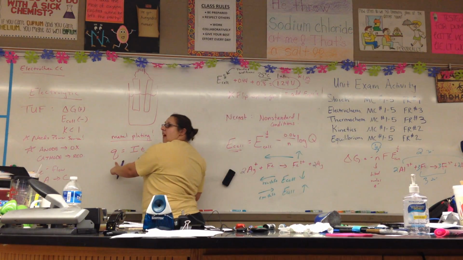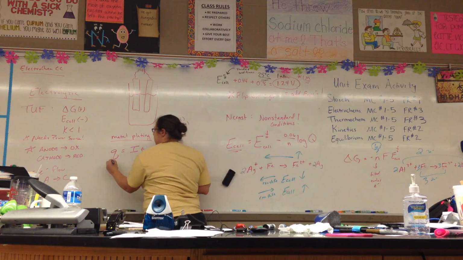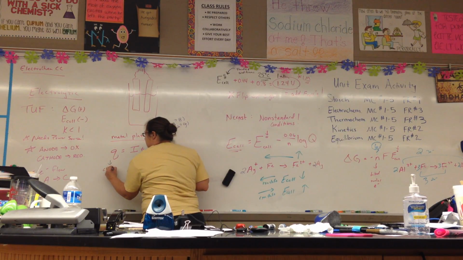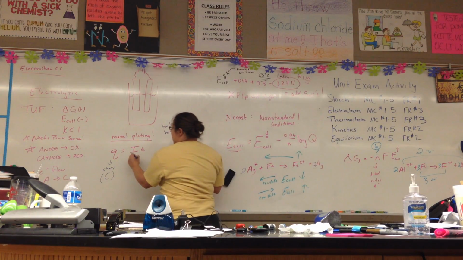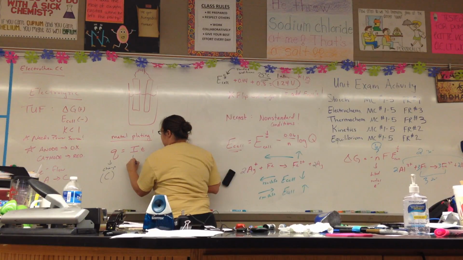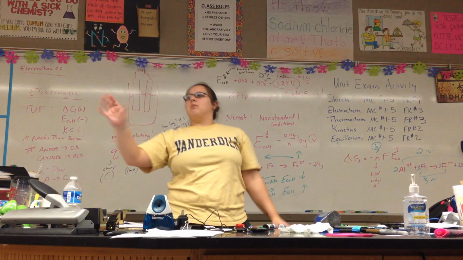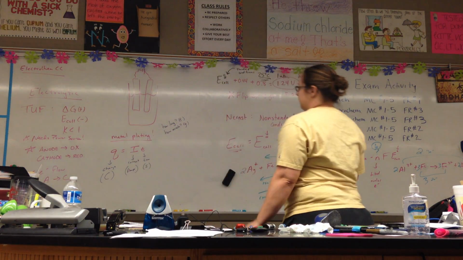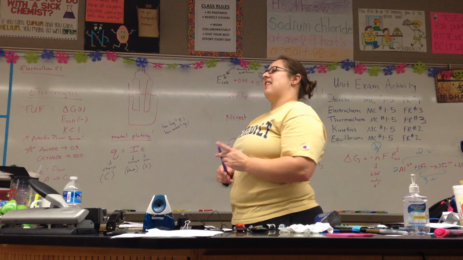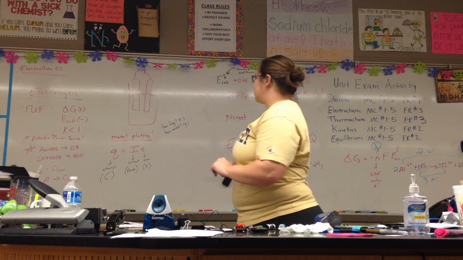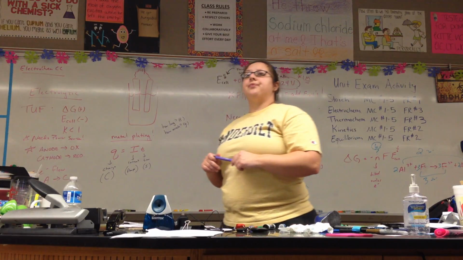Q here is not the same as Q in thermo. Q here stands for charge, and it is in coulombs. I is current, and it is measured in amps. And T is time, and that time has to be in seconds to combine with the correct units. What's the I? Current, measured in amps. What's Q? Q is charge, measured in coulombs.